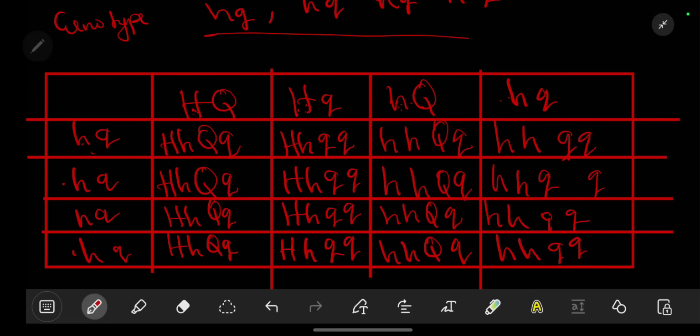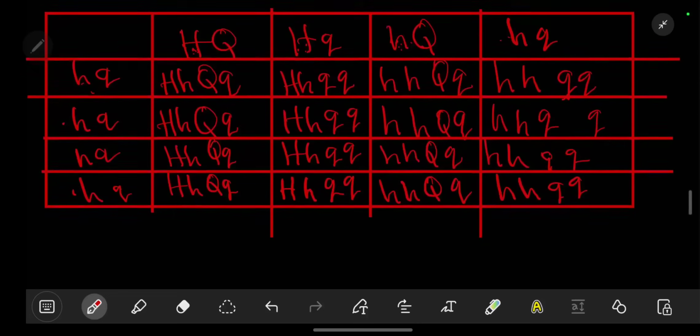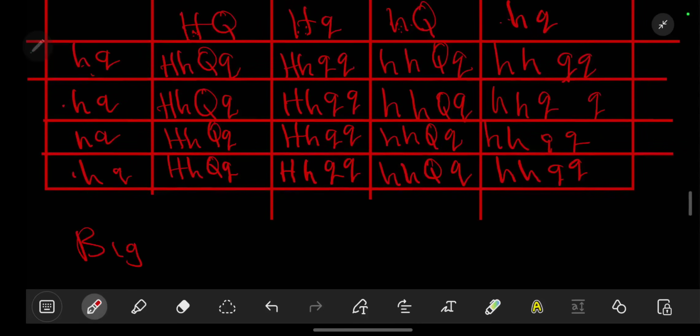So this is what we have for that problem. Now after we are done with our 16 Punnett square, we are just going to identify. How do you identify? You are going to say, number one, what type of ears are you given? You can say big ears, according to the question, big ears and baggy eyes.